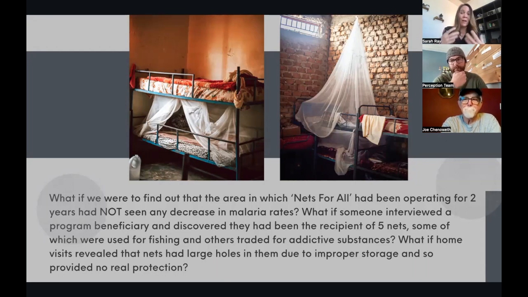So now, because we have that information, we can dig deeper and figure out, well, maybe we interview a program beneficiary and find out that they received 5 nets from our organization over the past 2 years. But some of them they used as fishing nets, and others they traded for something they wanted more, food, or maybe it was an addictive substance, but they weren't actually using the nets for what they were intended. And maybe we talked to another family and found out they had the nets, but they were too hot. They restricted airflow and they didn't want to use the nets, or they were storing them improperly. And so they have holes in them and they're not actually as effective as they're meant to be.